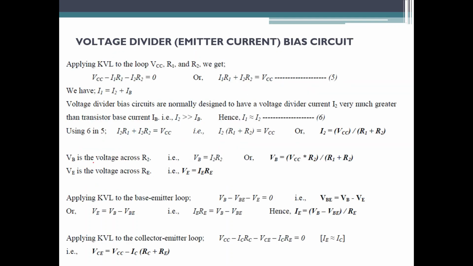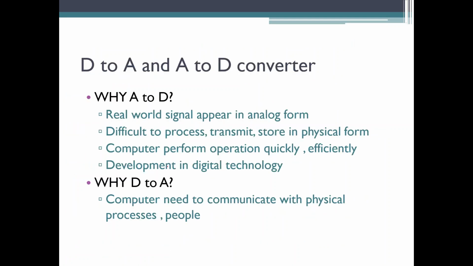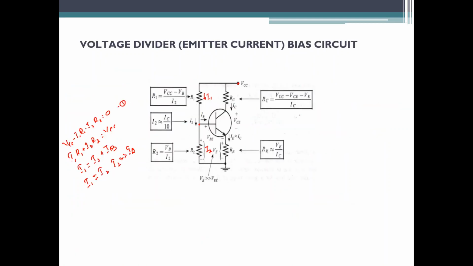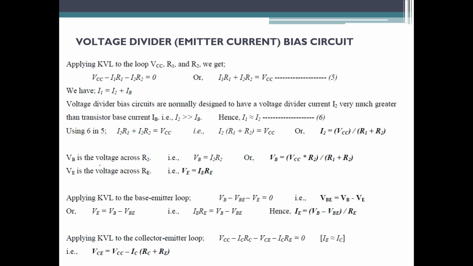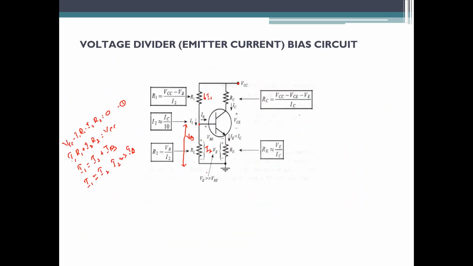VB is the voltage across R2. So here, if you consider this circuit, this total voltage will be equal to VB. What they are saying is, VB is the voltage across R2, because of which the drop across this is VB, equal to I2 into R2, because the drop happening across this is the same voltage.